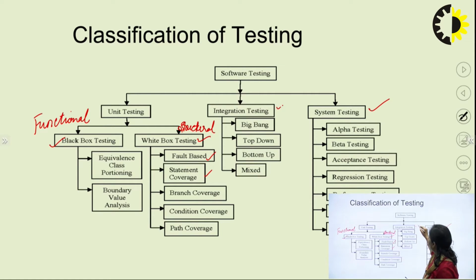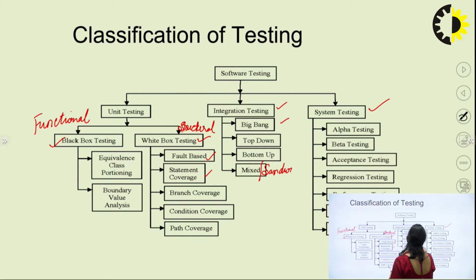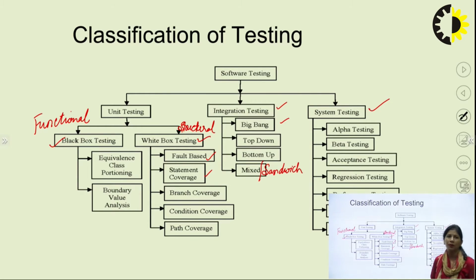Then the second level is integration testing. In integration testing, we integrate the small modules and units. After integrating, there are several approaches for integration testing: either the big bang approach, the top down approach, the bottom up approach, or a mixed approach, sometimes also called the sandwich approach, where we use both top down and bottom up.